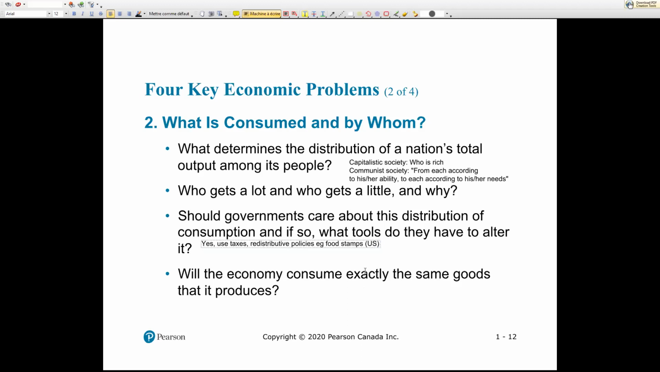So will the economy consume exactly the same goods that it produces? No. Yes or no? No. No. Why? Because it's an impossible goal. Because everybody has their own budget, how much you can buy. Some countries are more productive. It's about the perfect allocation of resources, and that's not possible.